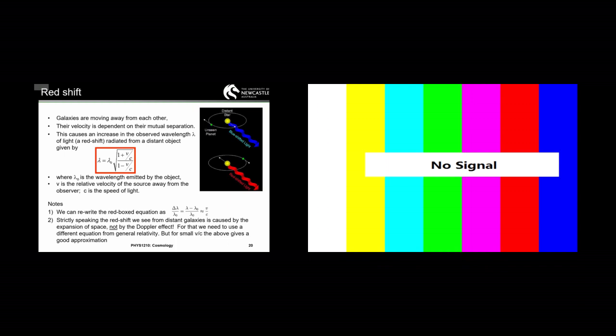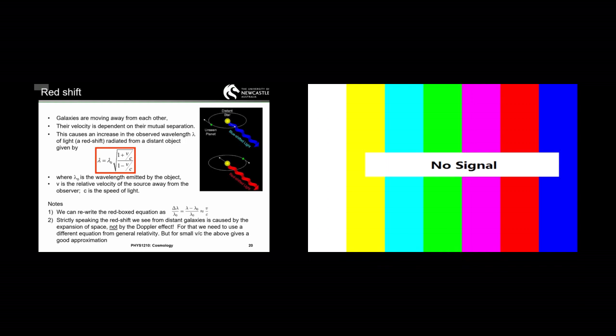Now, the way that we calculate how much the wavelength of light changes is using this formula here. And this is the standard Doppler shift formula. So lambda naught is the wavelength that the light is emitted at. Lambda is the wavelength we see, and c is the speed of light, and v is the speed of the object. So if we know lambda and lambda naught, and we do know the speed of light, then we can calculate v, the velocity of motion of that galaxy.